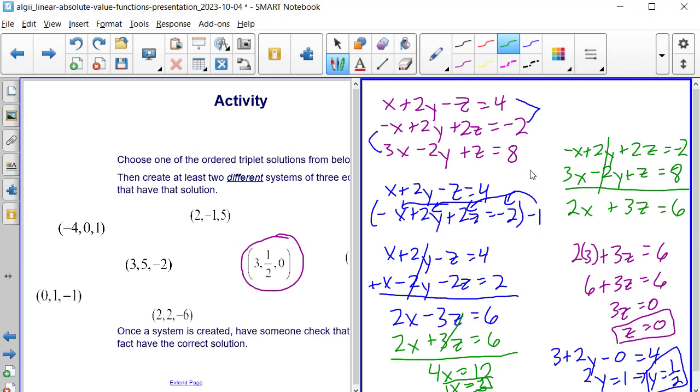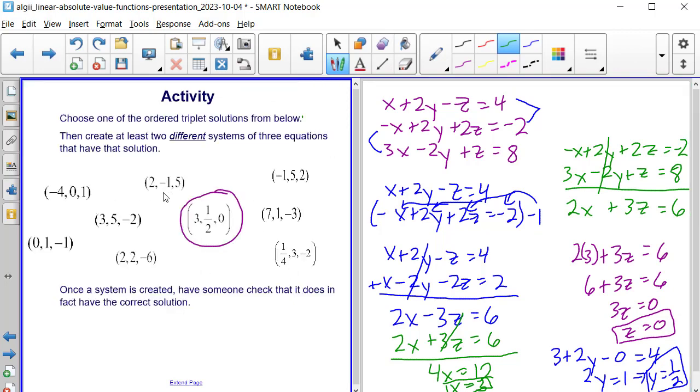Try creating another system for this point, or choose another point and create another system of equations that will satisfy that point.